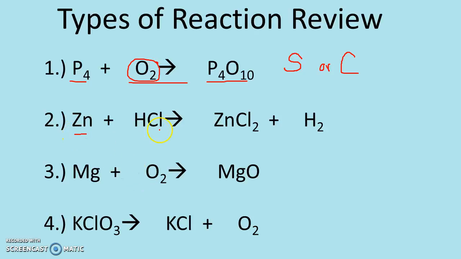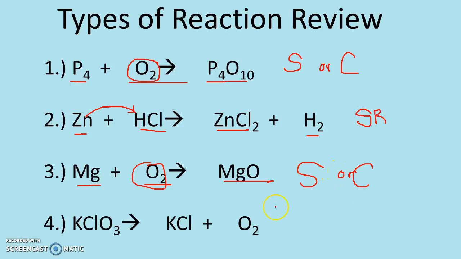Here we have zinc and HCl reacting. Notice zinc takes the place of hydrogen in the compound, and then hydrogen's left by itself. So this is single replacement. So I'm going to put SR for single replacement. Zinc took the place of hydrogen. Number 3 here, we have magnesium reacting with oxygen to give us MgO. 2 things becoming one thing, so it's synthesis. Also, magnesium is reacting with oxygen, so you could also say it is combustion.